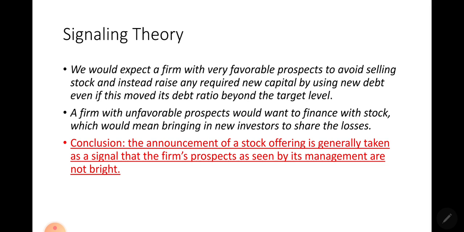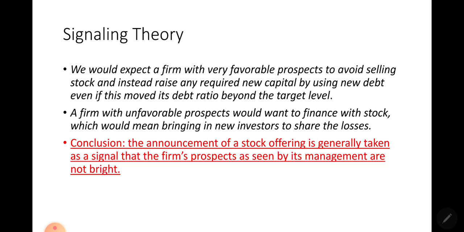So, the conclusion of the signaling theory is that the announcement of a stock offering is generally taken as a signal that the firm's prospects, as seen by its management, are not bright. So, usually when a stock offering is announced, the stock price declines a little. The stock price declines because everybody in the market is thinking that if they are issuing new stock, then something bad is most likely about to happen, because that is what the theory is suggesting.